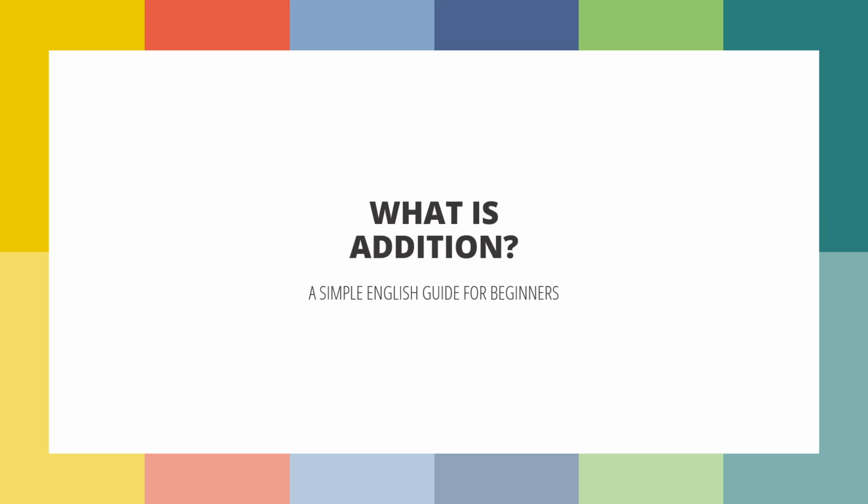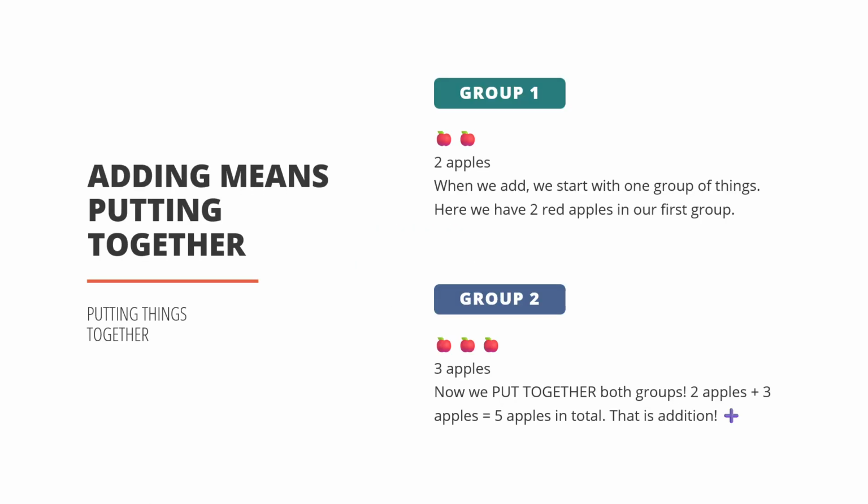Addition is a very important word in math. Let's discover what it means together. Addition means putting things together. When we add, we take one group of things and join it with another group. This helps us find out how many we have in total.